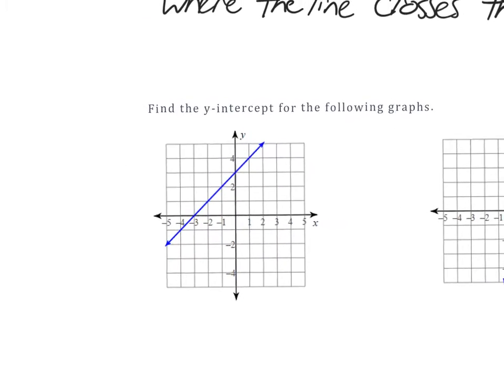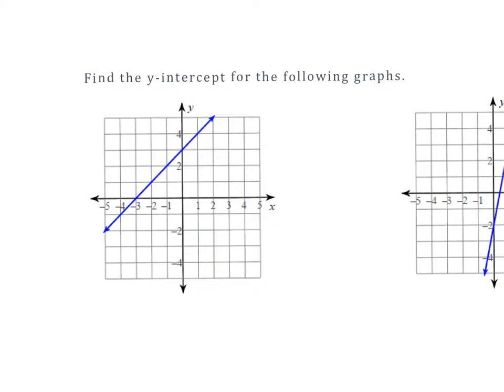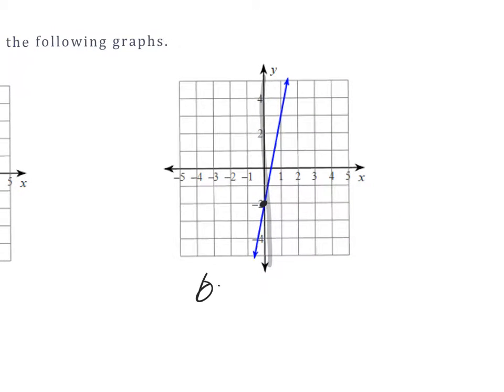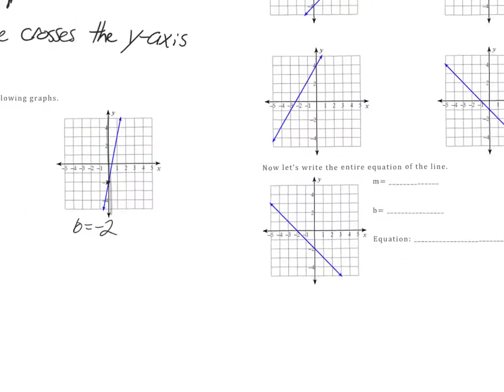Okay, so looking here, I want to find my y-intercept. So where does this line cross my y-axis? So this axis here. It looks like it's happening right here. So I'm going to say b, because that is my y-intercept, is going to be positive 3. My next one, same thing. So where does that line cross this axis? It looks like they're crossing right here. So I'm going to say b equals negative 2. Okay, go ahead and go on to the next page.